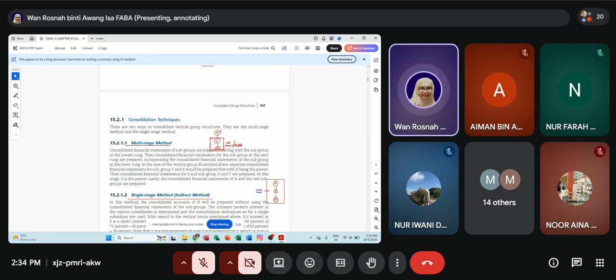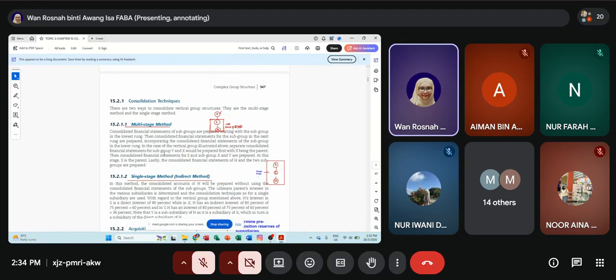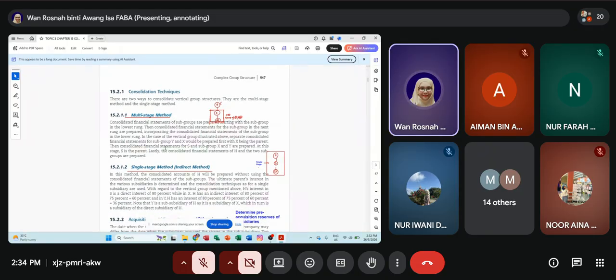In other words, if we read the terms here, basically we record this one first. We record the consolidation of S and SS. Later, it is going to join the group structure of H, the holding company.